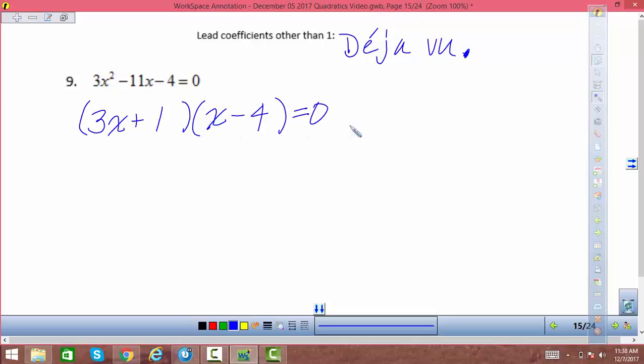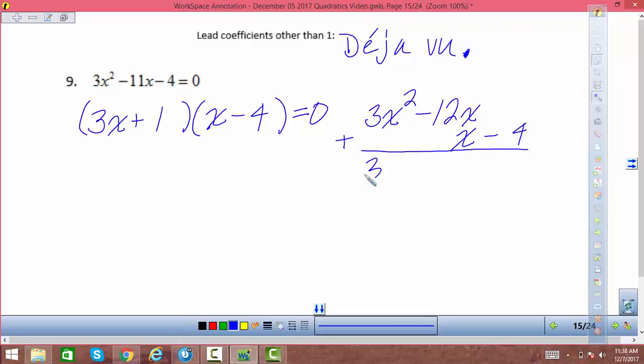Now to check to see if I have the correct factorization, I'm going to multiply these two binomials out. 3x times x is 3x squared, as we expected. 3x times negative 4 is negative 12x. 1 times x is x, and 1 times negative 4 is negative 4, which we knew it would be. So I'm going to add the two rows: 3x squared minus 11x minus 4. That is my original trinomial, so I know I've got the factorization correct.